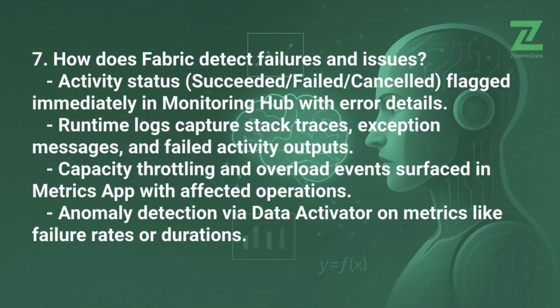7. How does Fabric detect failures and issues? Activity status: succeeded, failed, cancelled, flagged immediately in Monitoring Hub with error details. Runtime logs capture stack traces, exception messages, and failed activity outputs.